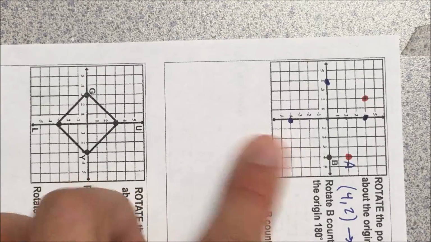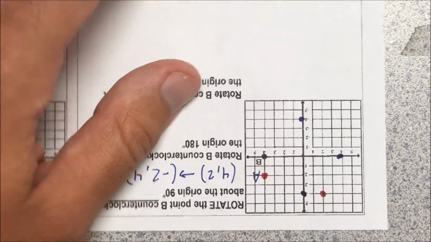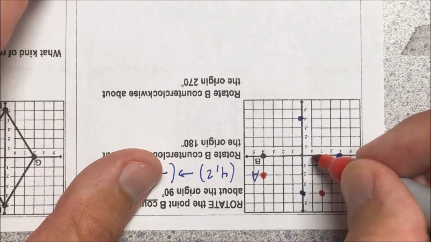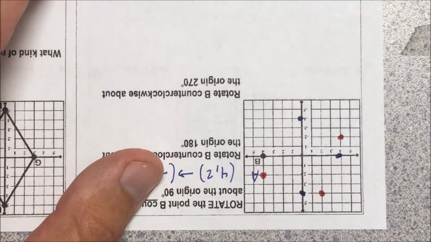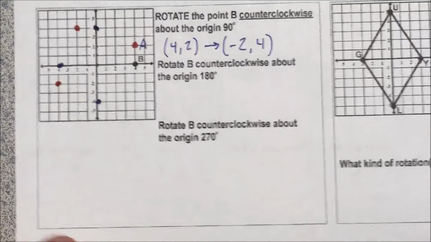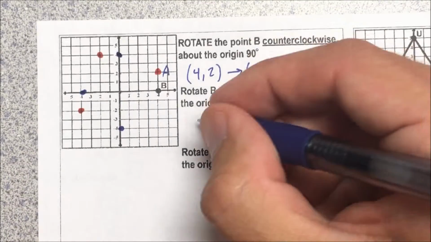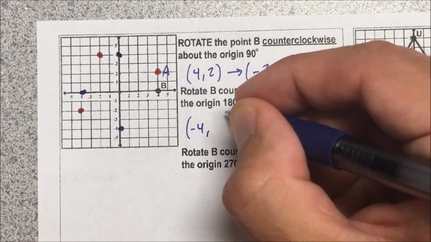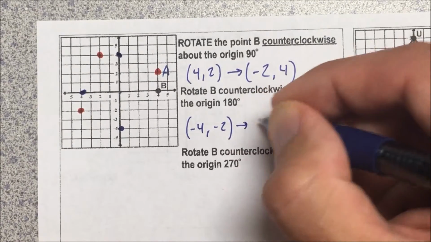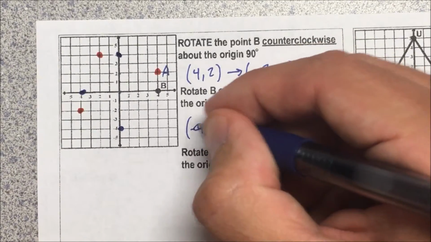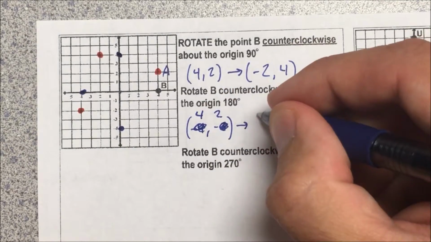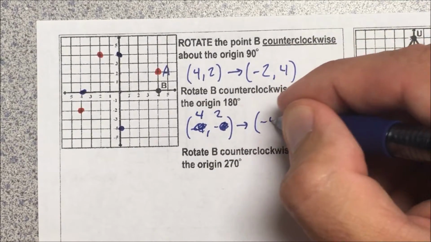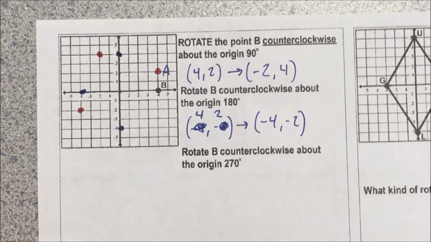If I want to rotate A again, I went right 4 and up 2, so that's 90 degrees. This would be 180 degrees. So I would go 1, 2, 3, 4, and up 2 right there. That would be my new point. So that would be at, what is that? Negative 4, negative 2. Oops, wrote it backwards. So started at 4, 2, and now we're at negative 4, negative 2.